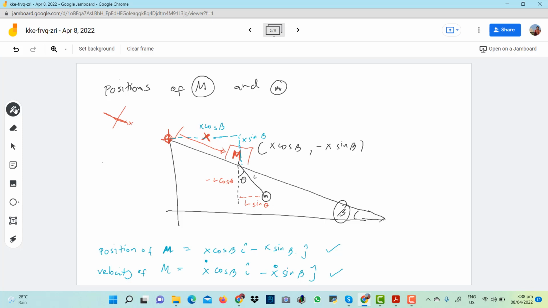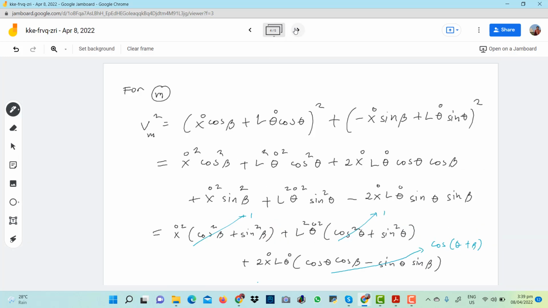There is no problem with the big mass M because it has only one motion, going downward. But the small mass m moves downward and at the same time swings because of this pendulum. That's why its velocity is more complicated.